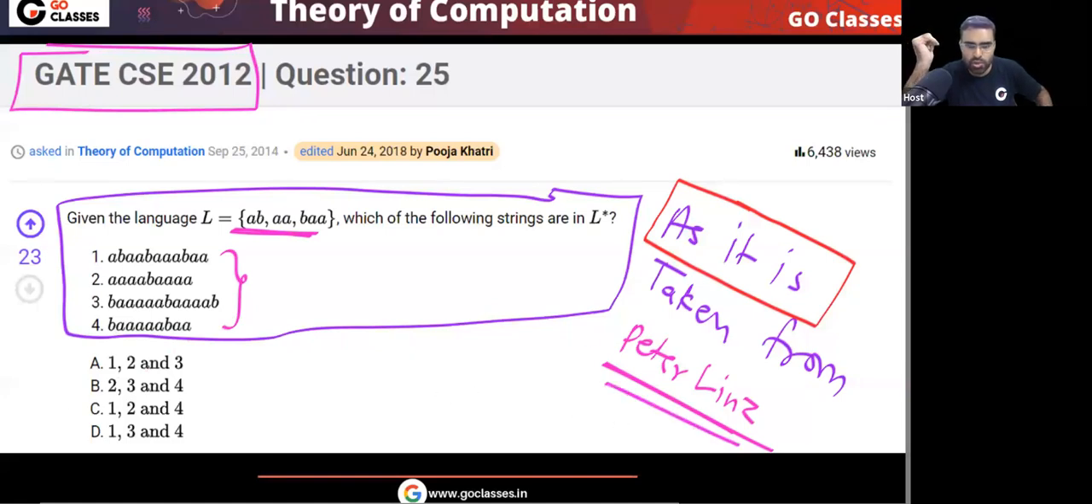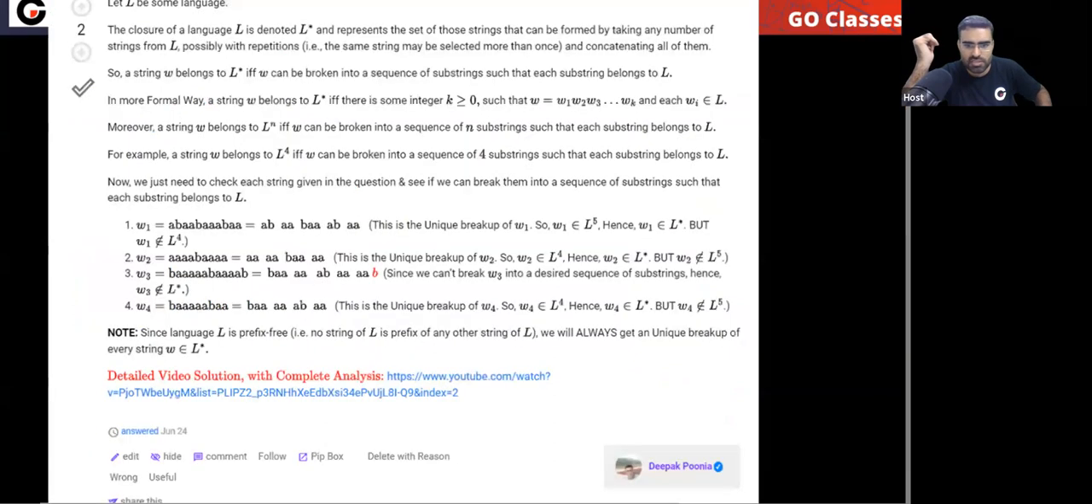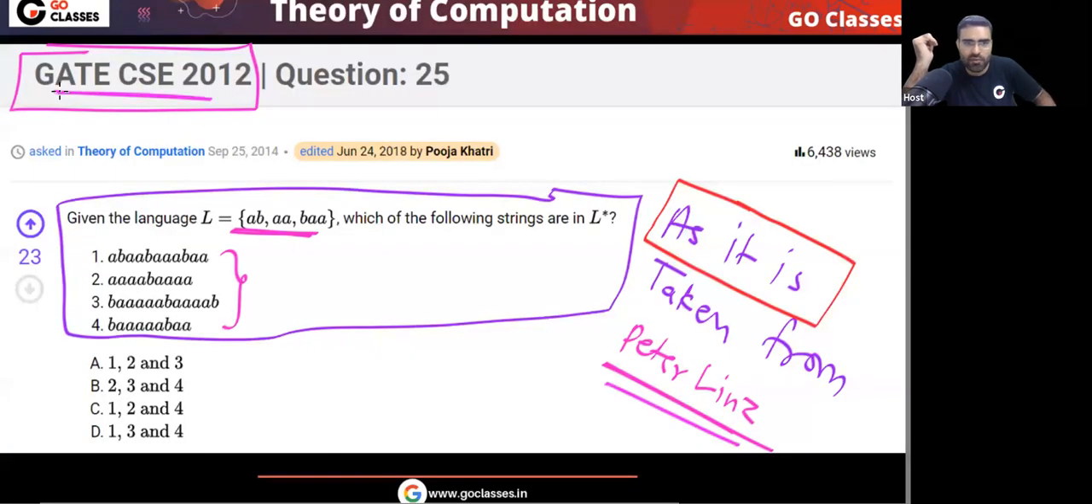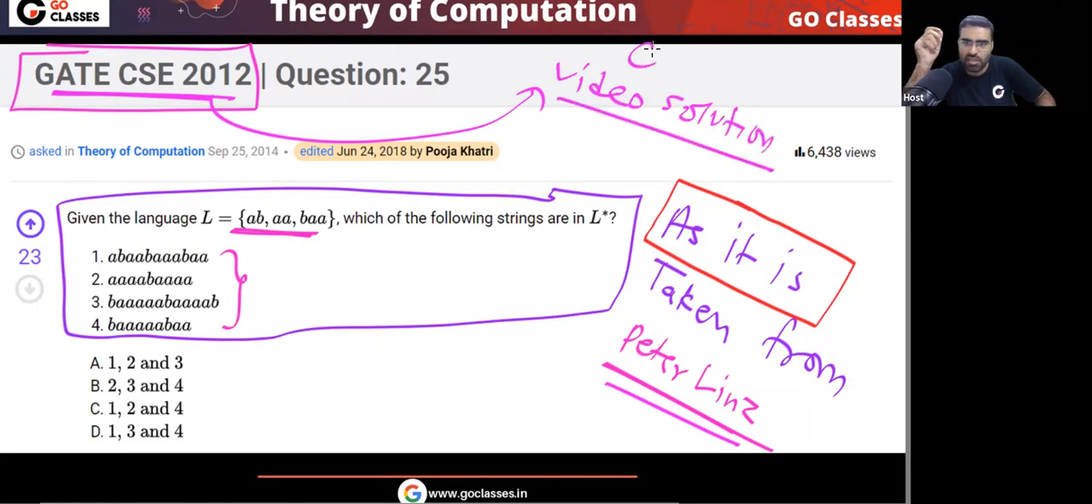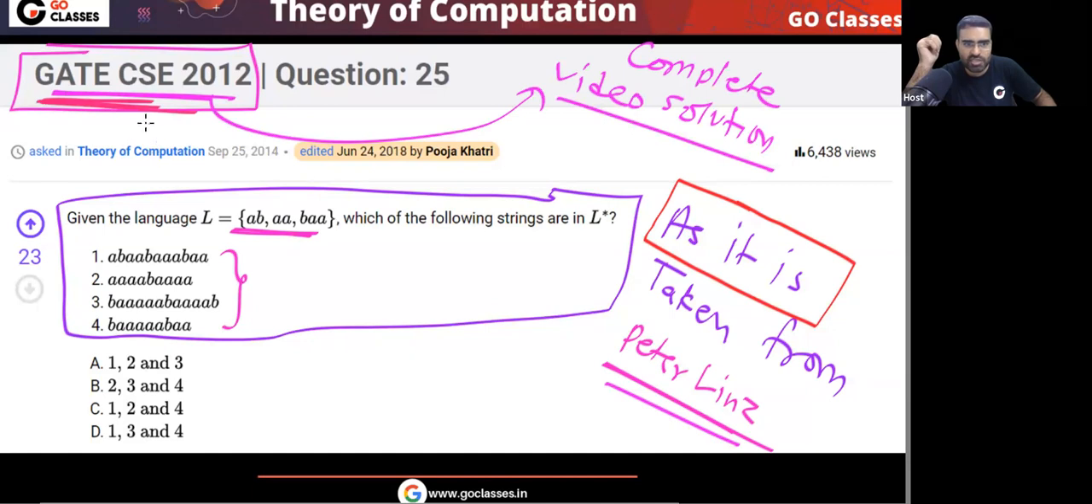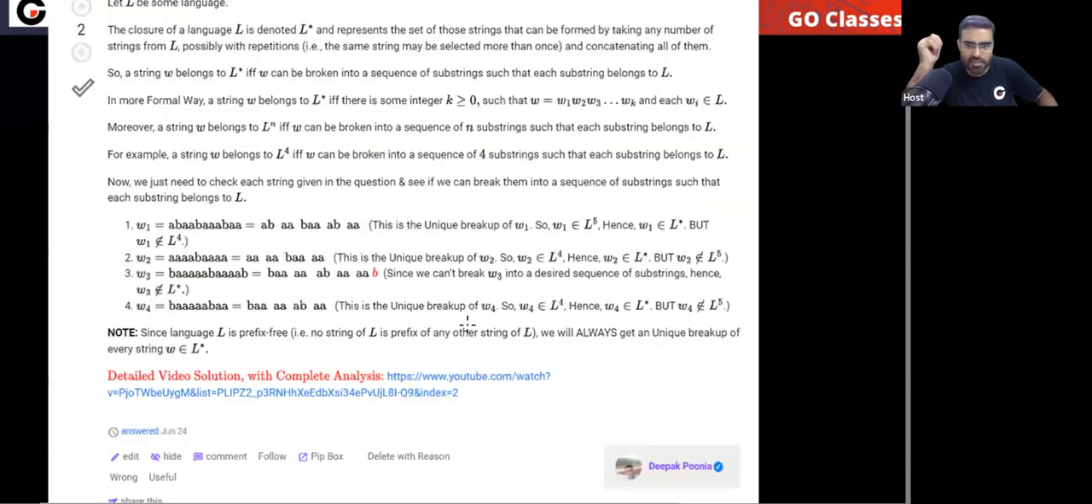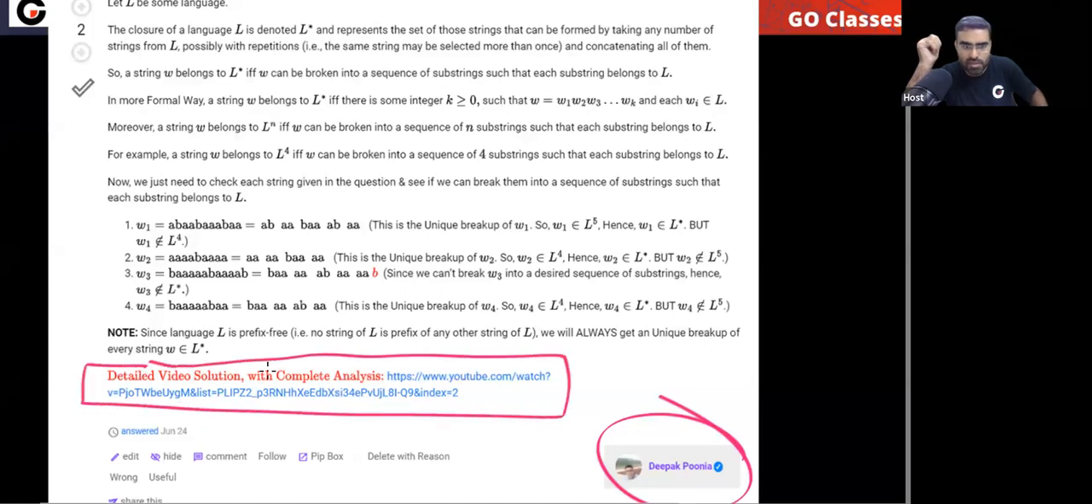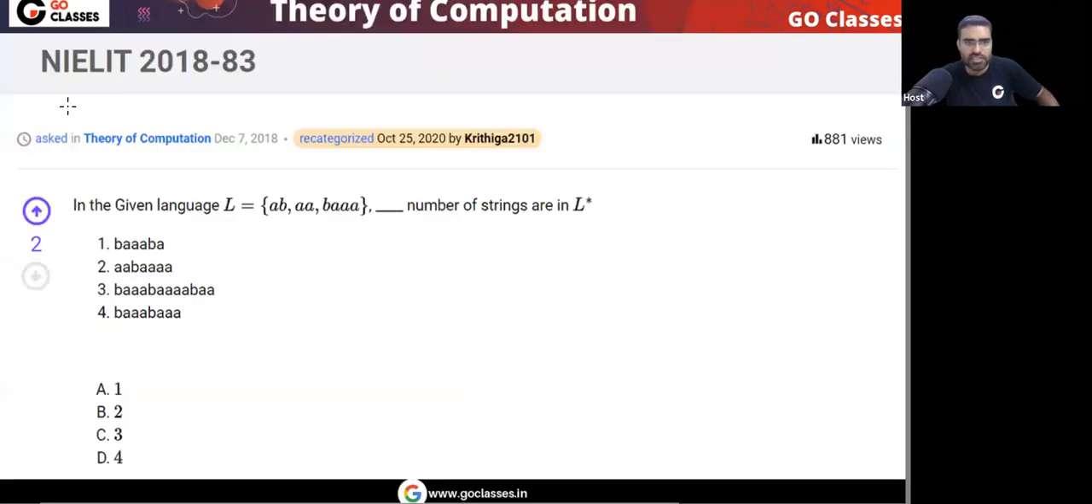Anyway, can you solve this question? You can read this GATE question. I have already provided the video solution for it, with complete explanation. You can check it out on the GATE Overflow website. Go to the GATE Overflow website, you can find my answer, and in that answer you can find the video solution. Now let's see this NIELIT exam question.